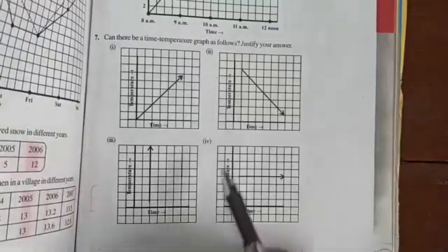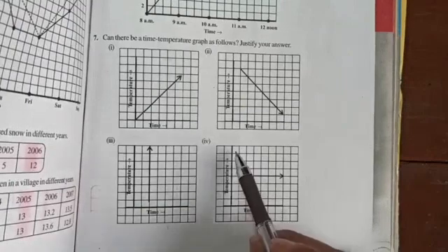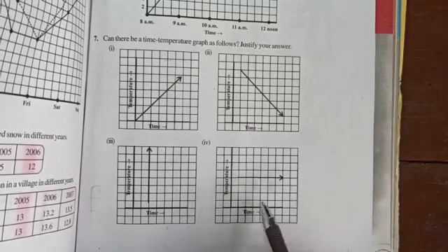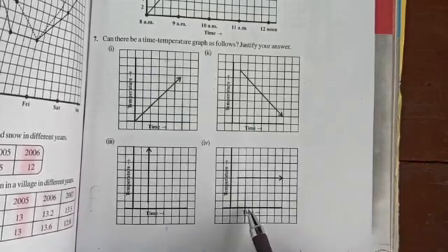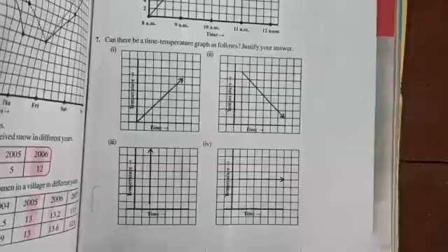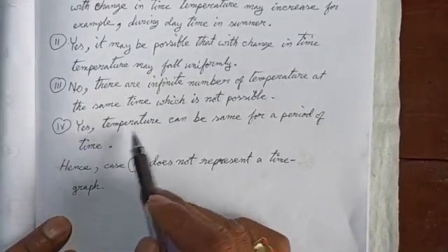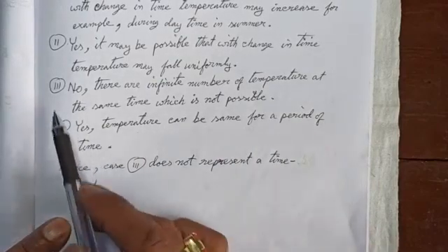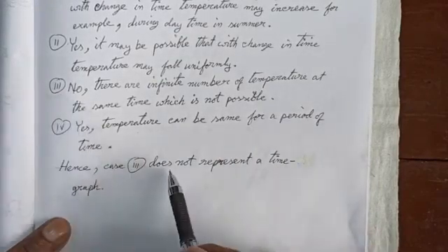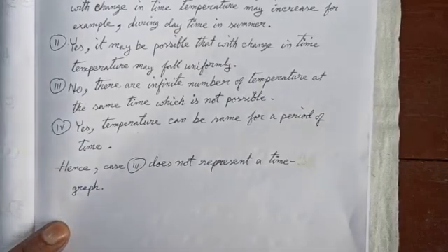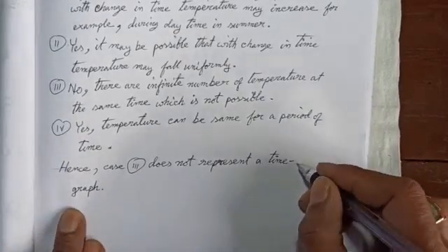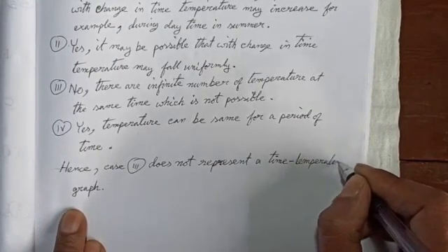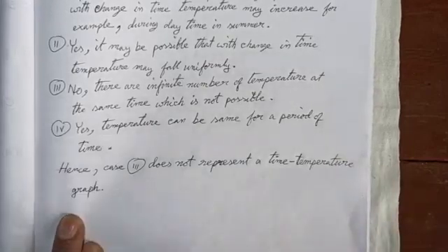Now Roman number 4. This is time, this is temperature. Here the temperature is fixed and time is different. So this can be a time-temperature graph. Roman 4: yes, temperature can be the same for a period of time. Hence, case 3 does not represent a time-temperature graph.